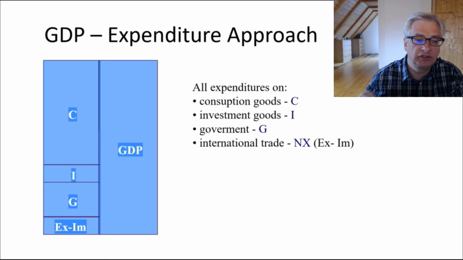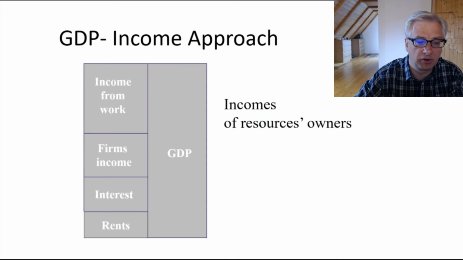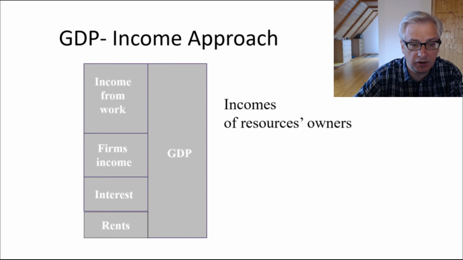To sum up, this is the expenditure approach: consumption, investment, government purchases, and net exports. That corresponds with the income approach, incomes of owners of resources. This is income from work being the biggest part in the income approach. Most of the income comes from work, but also that's firms' income, interest, and rents.